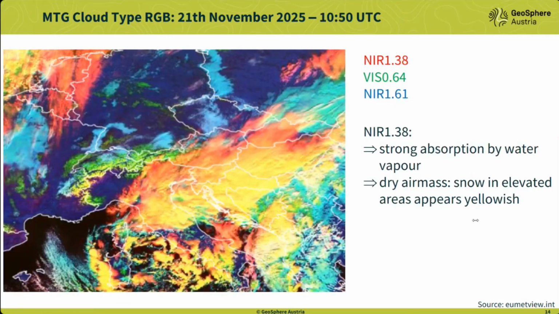Then you have here the recipe of the MTG cloud type RGB. And on the red beam, you have the near infrared 1.38 channel. This channel is very sensitive to water vapor absorption, so it strongly absorbs water vapor. So if the atmosphere is really moist, then you can't see some surface features due to that fact. But on the other hand, if the air mass is really dry, then the snow, especially in elevated areas, appears yellowish.